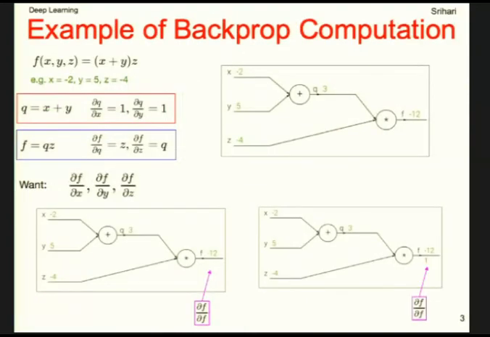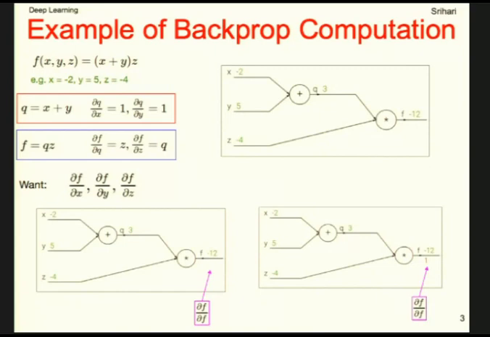Supposing I have a function f of x, y, z equal to x plus y times z, and a specific example, x equal to minus 2, y equal to 5, z equal to minus 4. What is that computation? We can say it consists of q equal to x plus y and f equal to qz. If we wanted to compute the derivative of that, there is a forward computation going on, and we are interested in computing the derivative. That's what we do in backpropagation. So it illustrates how these computations can flow in a computational graph.